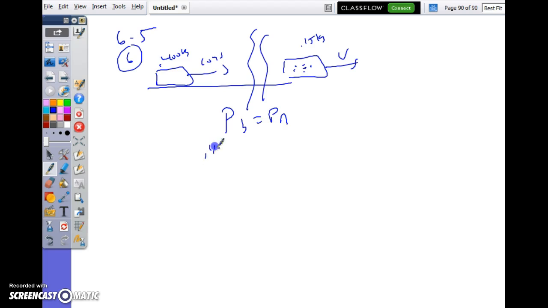Momentum before is 0.400 times 10. Momentum after is going to be 0.55, isn't it? Did I write down the numbers wrong? You just add them, right? Yeah. So it's 0.4 plus 0.15, 0.55 times its new velocity. So this is just 4 equals 0.55 V. V would therefore be equal to what? 7.3. 7.3 meters per second in the original direction.